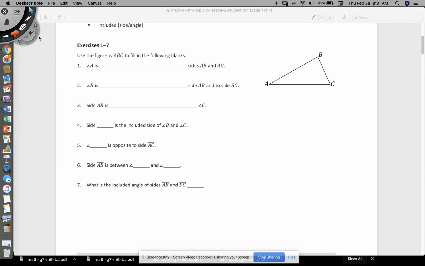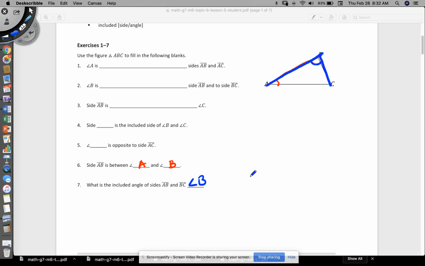All right, 6. Side AB is between two different angles. So side AB is between what two angles? Well, what two angles touch AB? That would be angle A and angle B. And then the last one here: what is the included angle for sides AB and BC? Let me grab another color here. We have side AB and side BC. What angle is formed when I made those two connections? It was angle B.